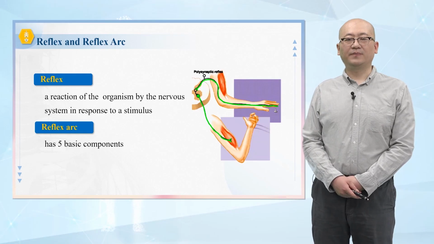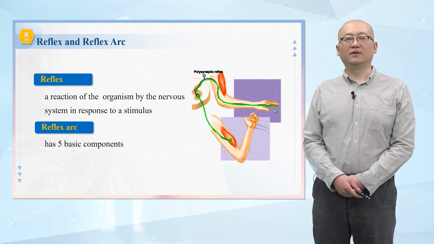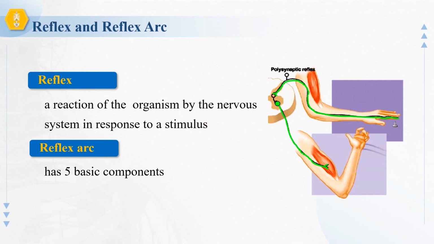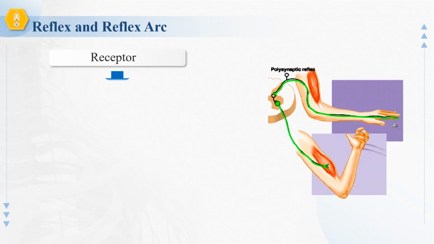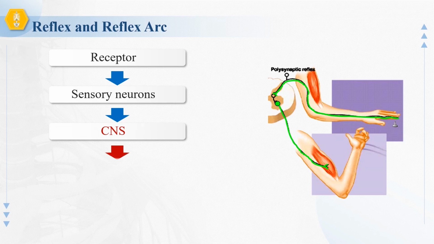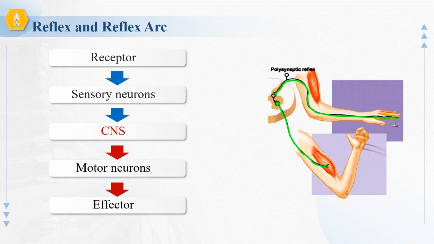A reflex is a reaction of the organism, mediated by the nervous system, in response to a stimulus. The reflex arc has five basic components. The first one is the receptor, and the second one is the sensory neuron to the CNS, then the motor neurons, and last the effector.